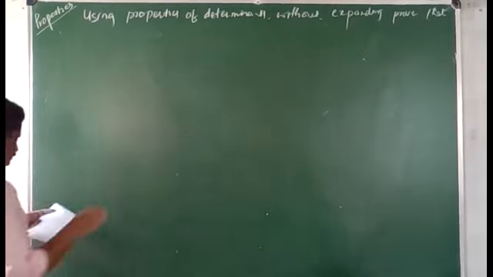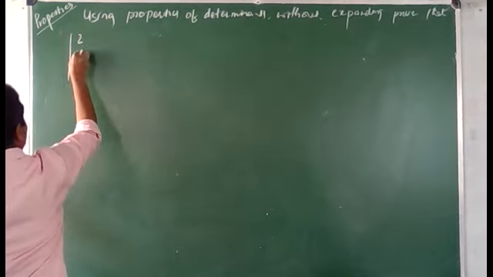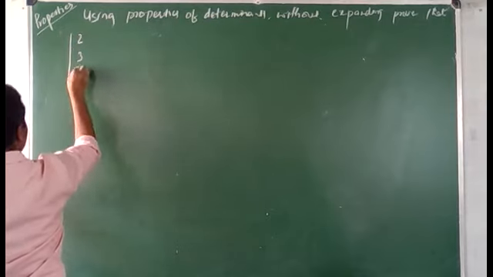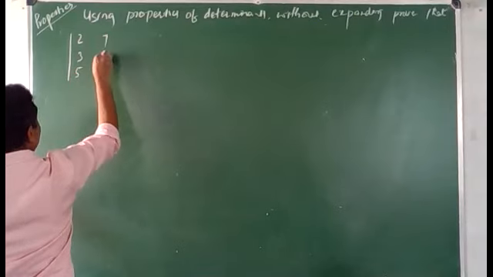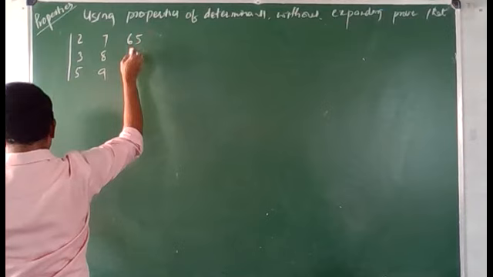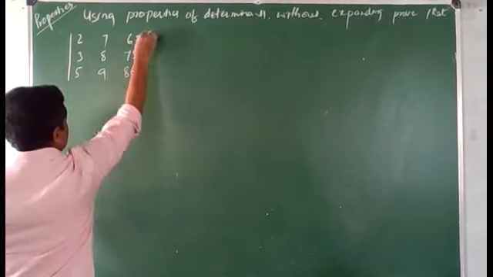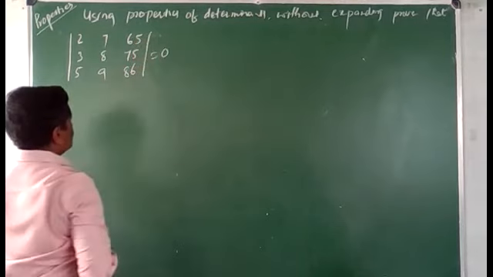Next one. Determinant of 2, 3, 5, 7, 8, 9, 65, 75, 86 is equal to 0.